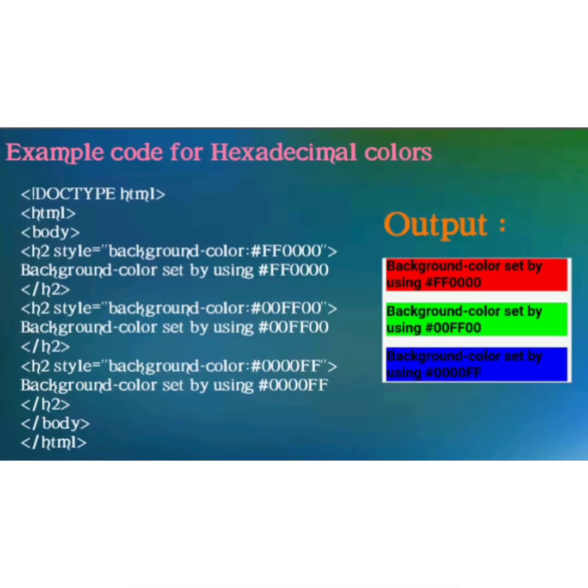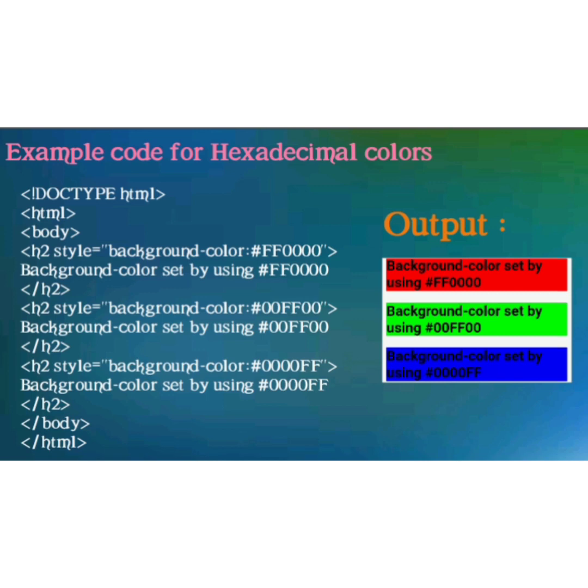Example code for hexadecimal colors. Doctype HTML, body. Here in the body we have taken 3 headings of the same size because we have mentioned H2. We'll get the same font size for every heading.